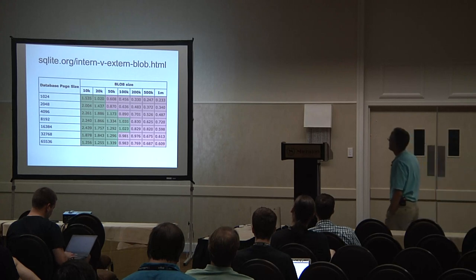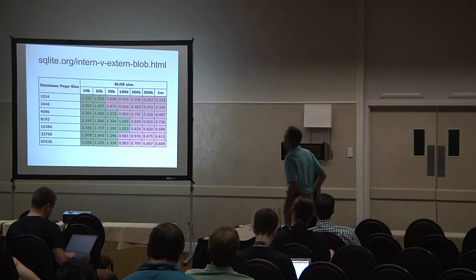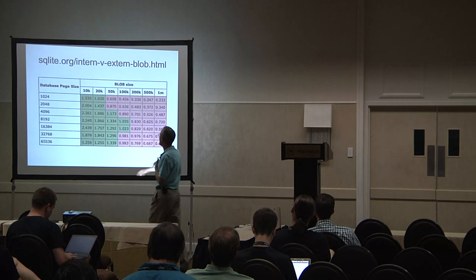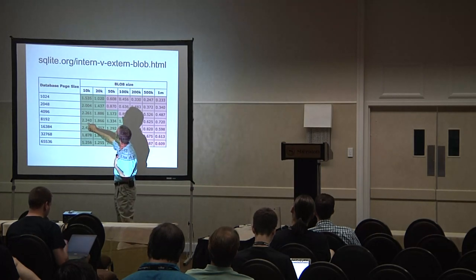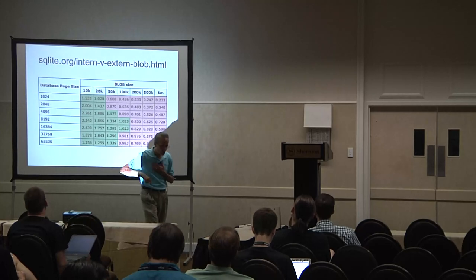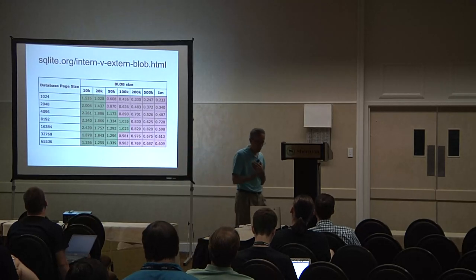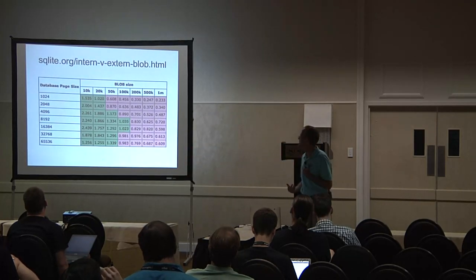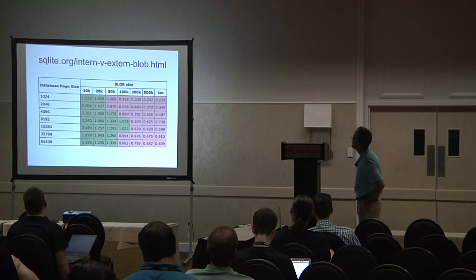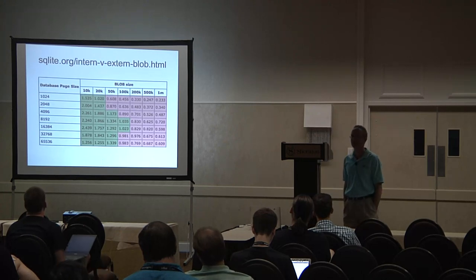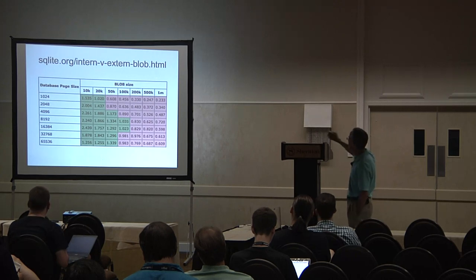So if, you know, an entry right here, for a 10K blob with a page size of 8192, you can read the information out of an SQLite database 2.24 times faster than you can open a file and read it off the disk. Now this is true for smaller blobs. As you can see, if you get out to larger ones, you eventually lose time.